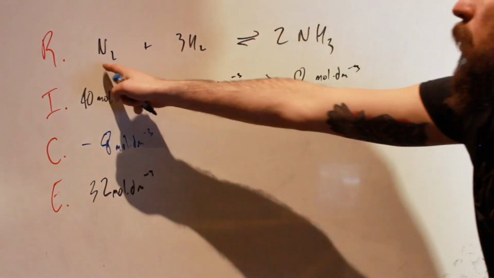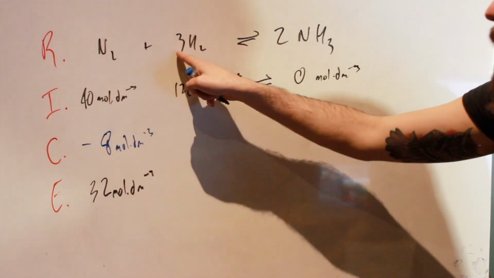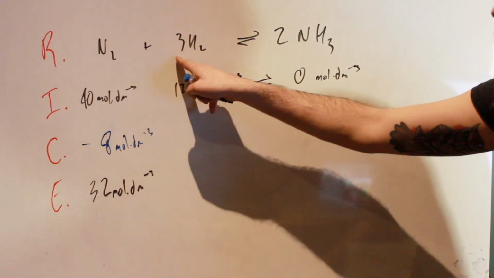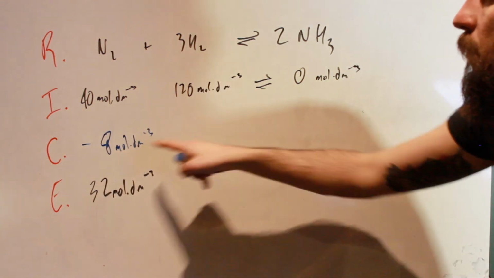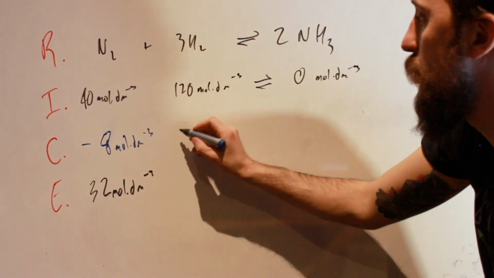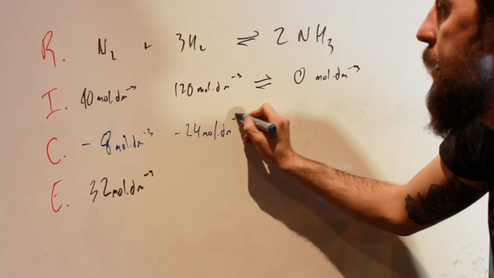Over here, we're going to have 3 times that because it's a 1:3 ratio. So for every one of those, we're using up 3 of those. So if we have a decrease in concentration of 8 there, we're going to have a decrease of 3 times that because we're using 3 times as much, to get minus 24 moles per decimeter cubed there.